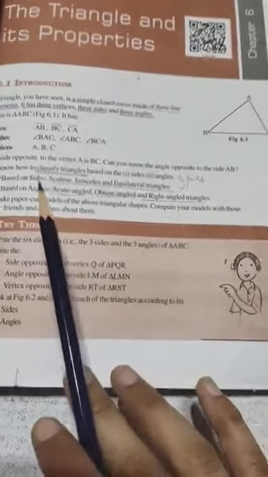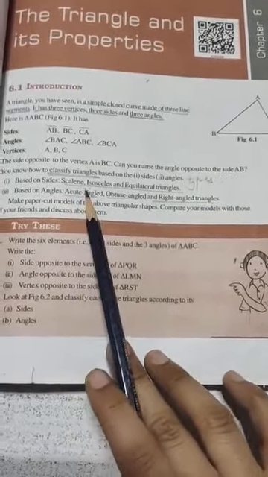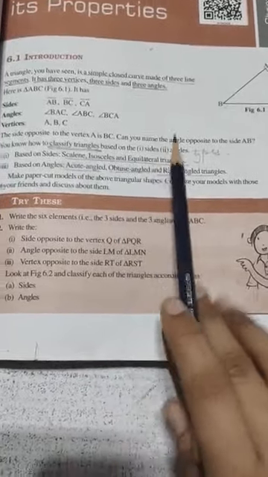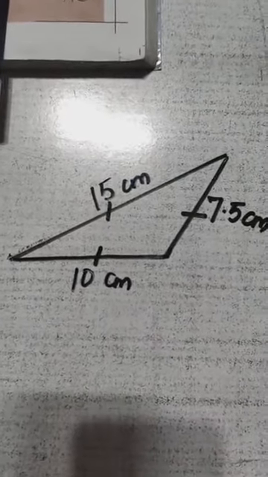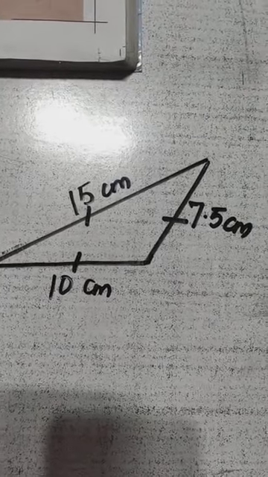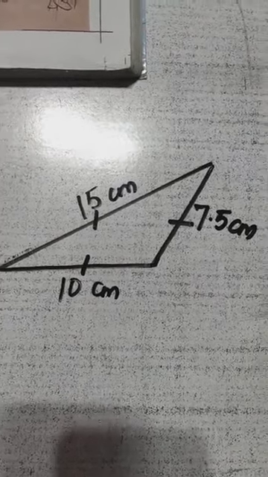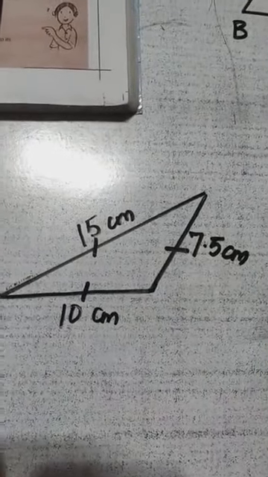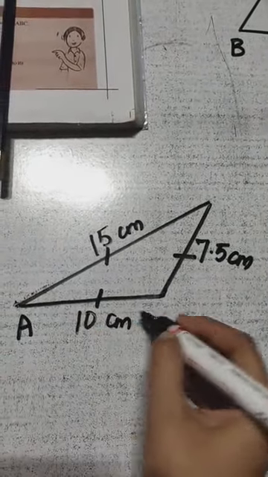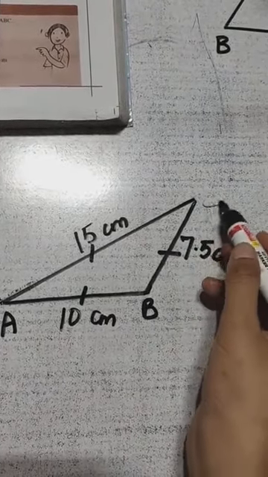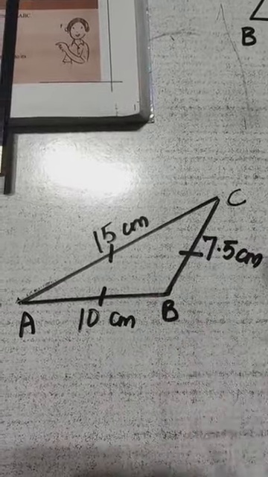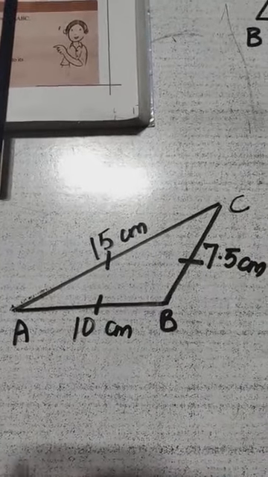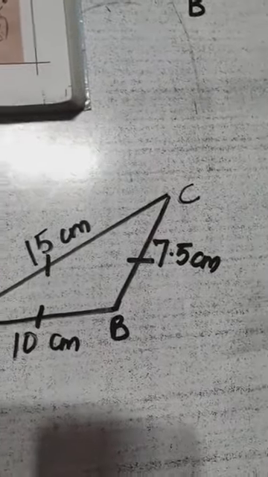First of all, talking about based on sides: scalene, isosceles, and equilateral triangle. We can see this triangle over here. All the sides of this triangle are different in measurement. One is 15 centimeter. We can name this triangle A, B, C. All the sides are different in measurement, so we can say this is a scalene triangle, because a scalene triangle has all sides of different measurement.